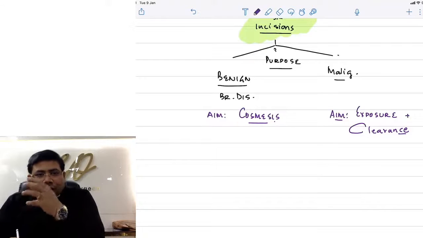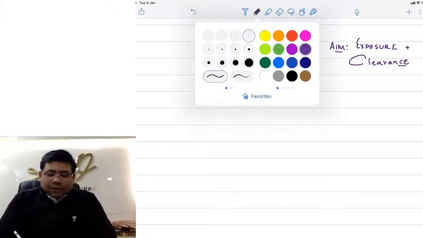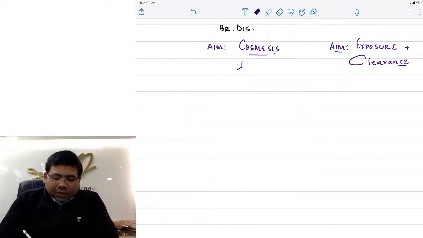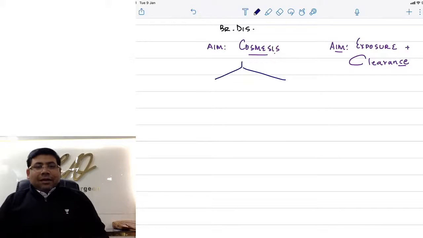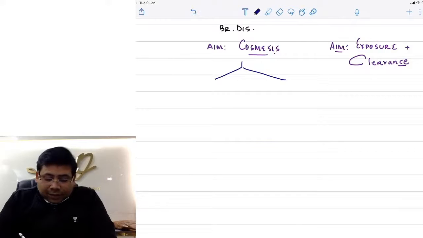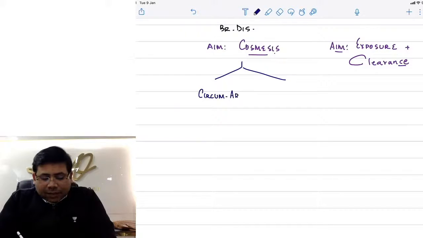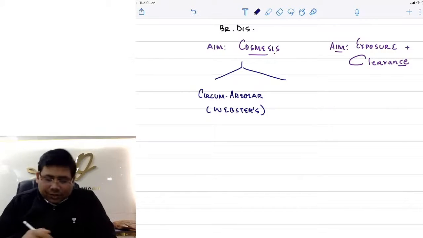Now, when we are talking about the benign breast diseases and when we want to conserve the cosmesis, what are the incisions that we make? We try to make incisions such that they are hidden under the natural contours. Which ones are these? Let us see. We can make a circumareolar incision. And what is this incision better known as? This incision is better known as a Webster's incision. Remember, there is a Webster's flap also which we use for lip reconstruction.